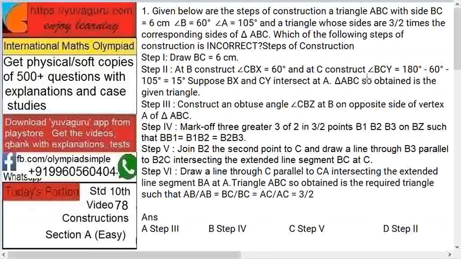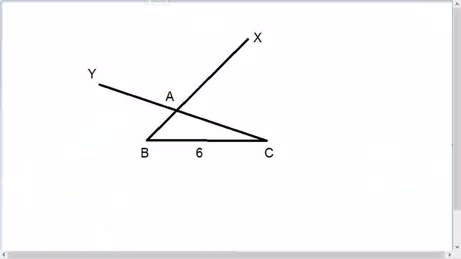Why this 180 minus 60 minus 105? Because see here, the triangle is BCA we want, right? So angle A is 105. B is 60. So C will be what? 105 plus 60, and 180 minus the total. So it is 15. So that's why 15. So construct these two angles. Okay. See, these are constructed. This is 60, this is 15. Right? And they intersect at A.